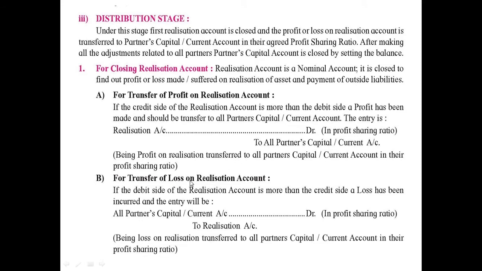So this realization profit is divided in the profit sharing ratio among all the partners. But if there is a realization loss, then it will be transferred on the debit side of all partners' capital or current account, and it is divided in the profit sharing ratio. So here the journal entry is all partners' capital or current account debit to realization account. So these two entries you have to remember for realization profit and for realization loss.